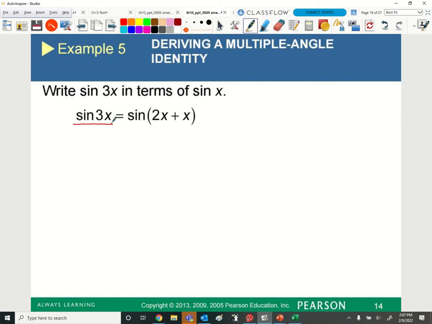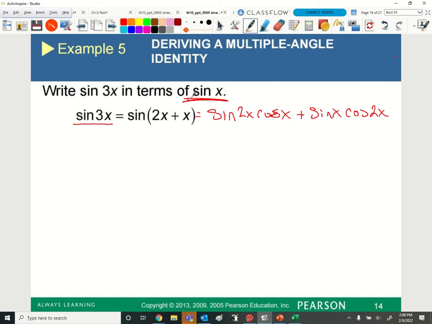So what we're going to do is use the sum rule. The sum is where I'm adding angles together. So 2x plus 1x is 3x, and that's where we're getting that from. So I'm going to use my formula for that. So it's going to turn into sine of 2x cosine of x plus sine of x cosine of 2x. And we're turning everything into sine of x.